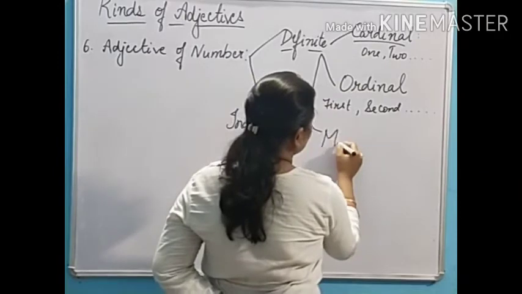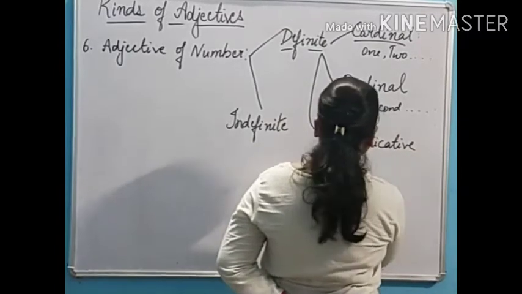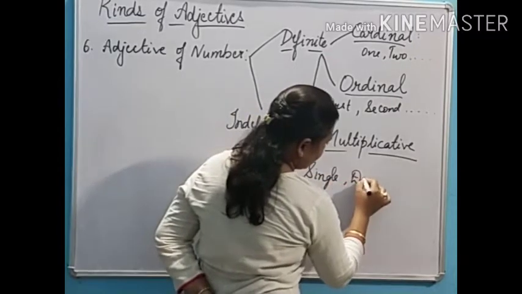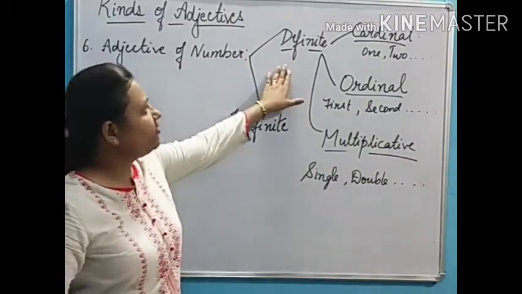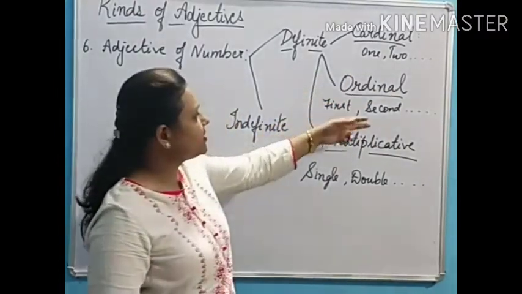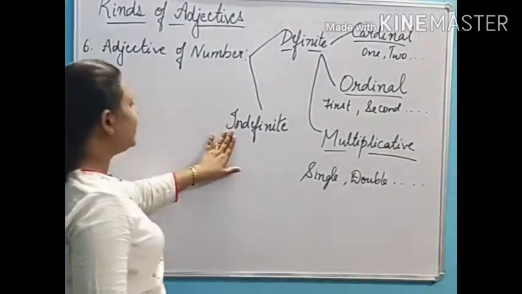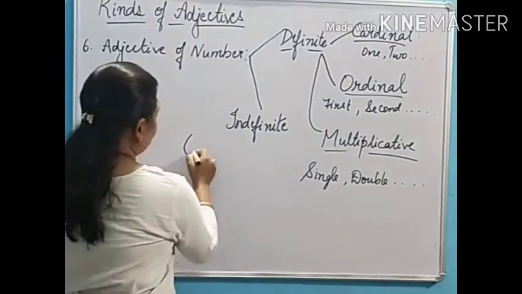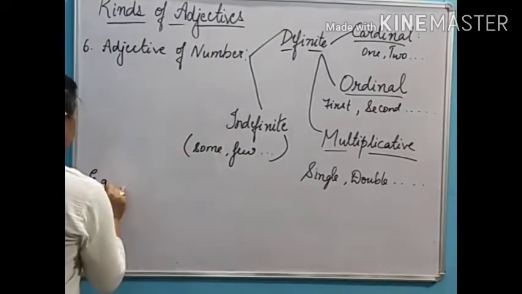And the third one is multiplicative. Guṇātmak, jise hum Hindi mein keh sakte hain. Say single, double and so on. Alright, so in definite we have cardinal, which tells us the number 1, 2, 3, 4 and so on. Ordinal, first, second, third and so on. And multiplicative, single, double, triple and so on. Indefinite, when the counting is not definite, when we are not sure about the counting. Indefinite, we can say some, few, etc. Few examples.